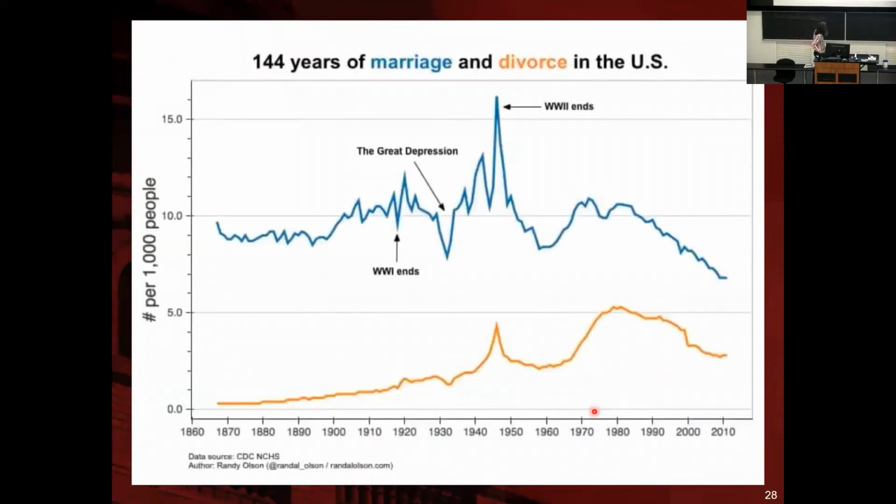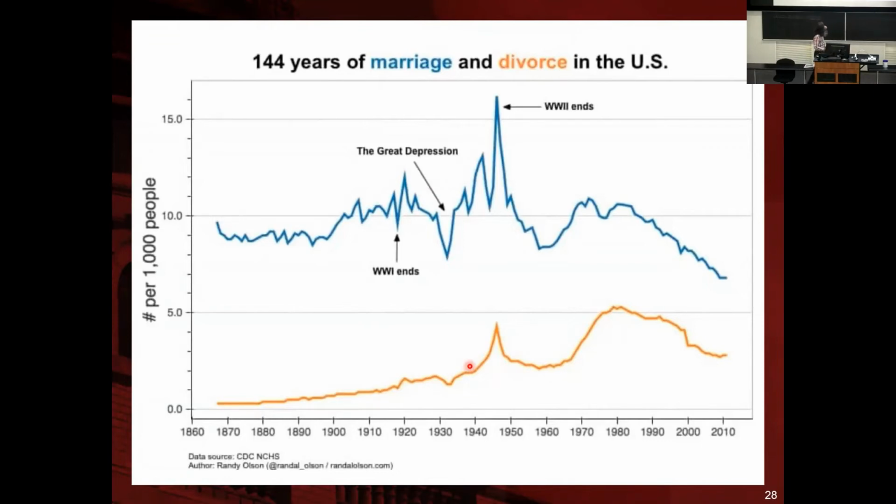This is a graph from the CDC showing the trends in marriage and divorce from, I think, 1865 until 2010. These are the rates per 1,000 people, marriage in blue and divorce in orange.